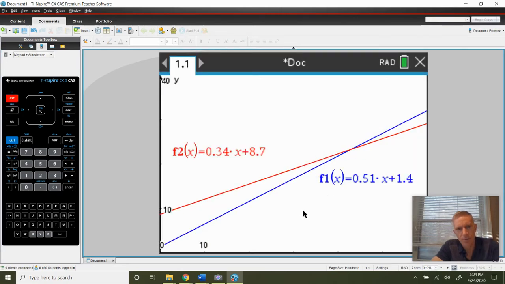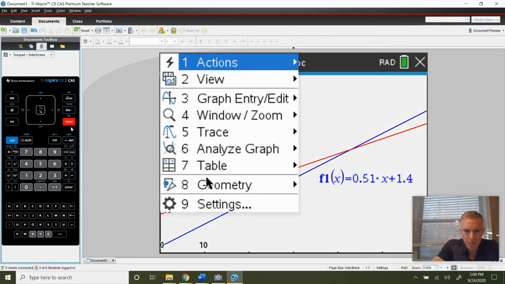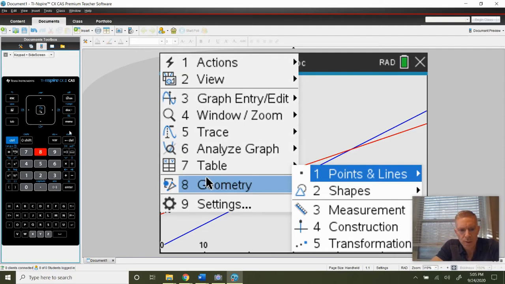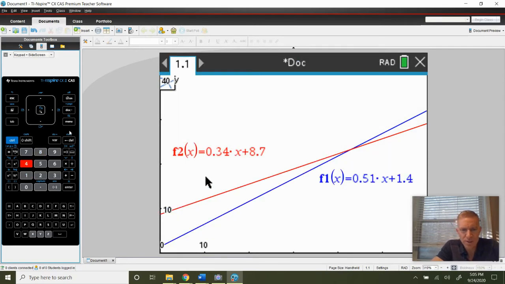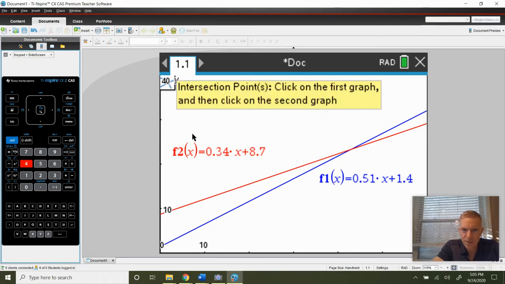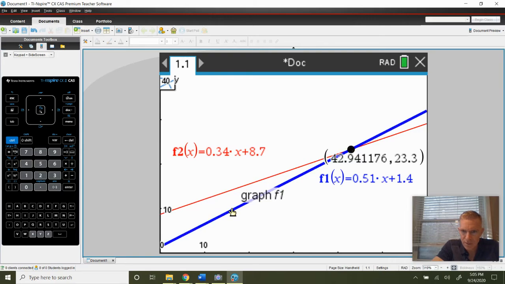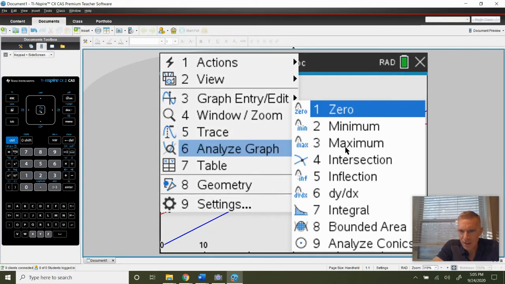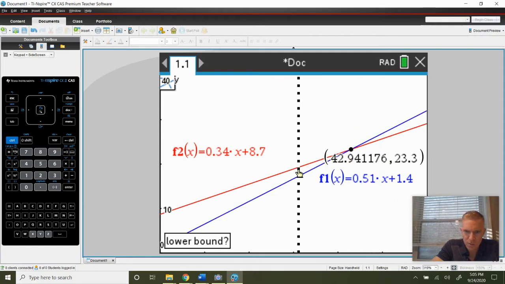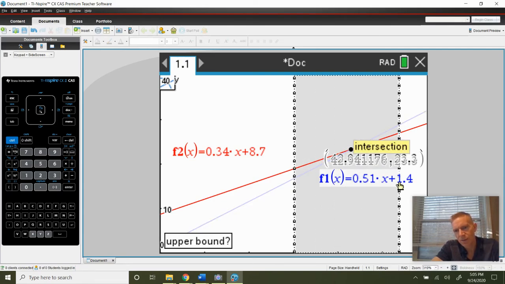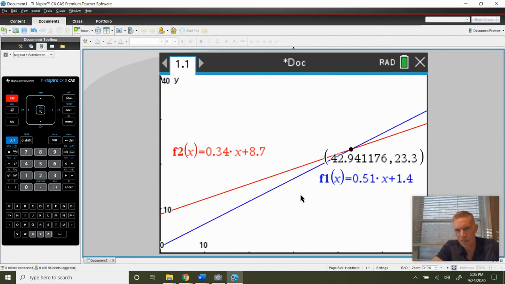Oops, hit escape. We don't want that. We go to menu, geometry, number 8, points and lines, and then go to 4 for intersection points. And then this tells you how to do that. Click on the first graph, click on the second graph. And there's your intersection point, 42.94, 23.33. And the other way would be to go menu, analyze graph, intersection. And then you've got this lower bound, upper bound. Go to the left of your point of intersection, hit enter. Go to the right of the point of intersection, hit enter, and you will see it shows up that way also. I'm going to get out of there so it doesn't look too messy. And that's it. That's your intersection point.